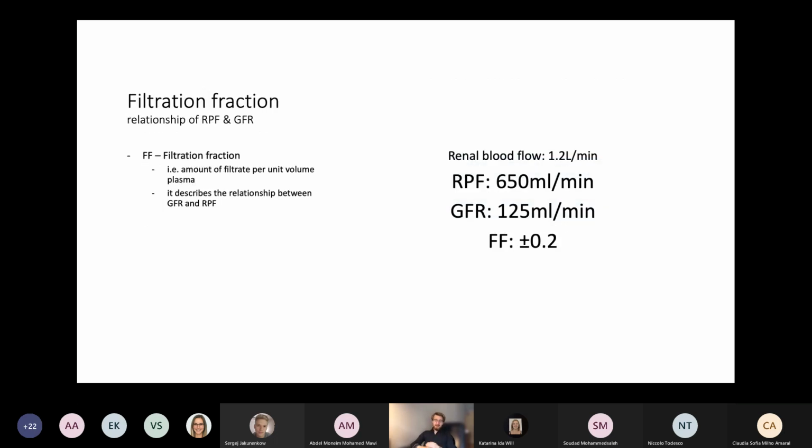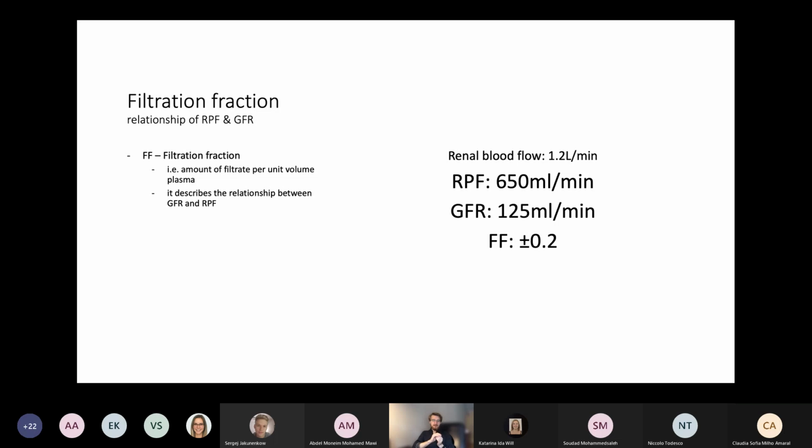Next up is filtration fraction. Filtration fraction describes the relationship between glomerular filtration rate and renal plasma flow. Why is this important? Well, glomerular filtration rate is only dependent on the filtration coefficient and the net driving pressure. However, the filtration coefficient, Kf, can be influenced by the renal plasma flow. And the impact of that is described by the filtration fraction.